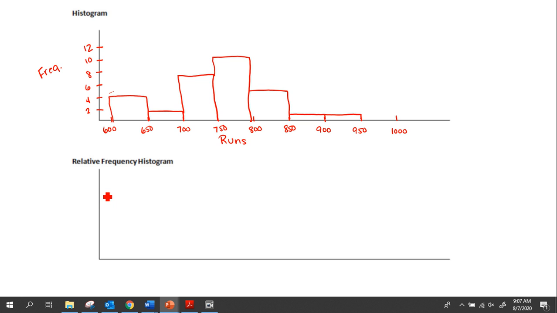Our relative frequency histogram is going to be pretty much the same, except over here we're going to have the proportions. So I'm going to count by 5/100ths. And I will label this relative frequency. Then the bottom is the same.